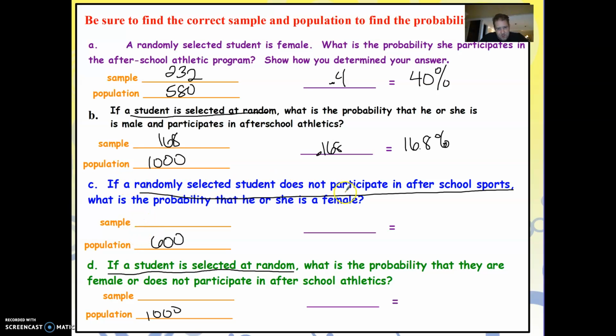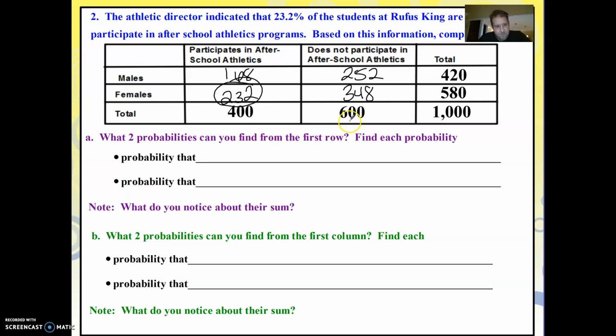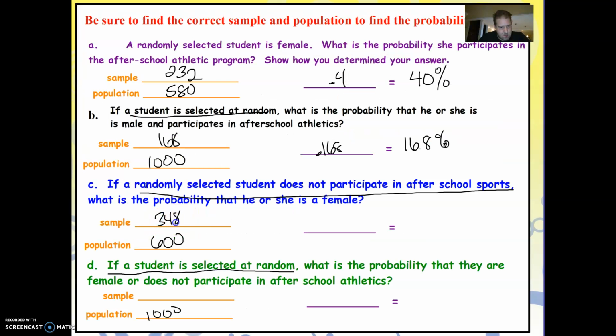If a randomly selected student does not participate in school sports, okay, what's the probability that it's a female? Does not. Females, 348. So 348 divided by 600. 348 divided by 600 is 58 hundredths, which is 58%.